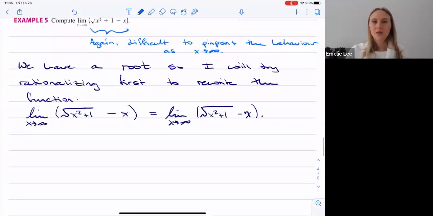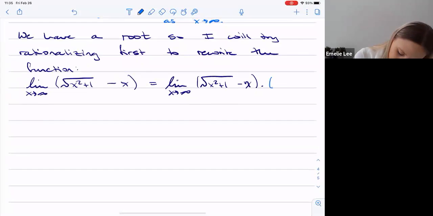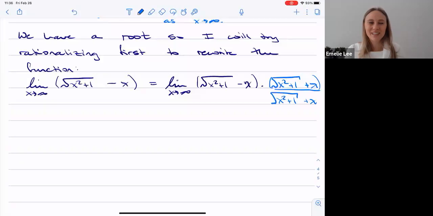in a different color, to rationalize, I'd have to do the root of x squared plus 1 plus x over the root of x squared plus 1 plus x. I need to multiply by 1, otherwise I'm doing it wrong. So I have the root of x squared plus 1 plus x over the root of x squared plus 1 plus x. I know you might be hesitant because it really does make it look a little bit uglier than when we started, but it will work out eventually.